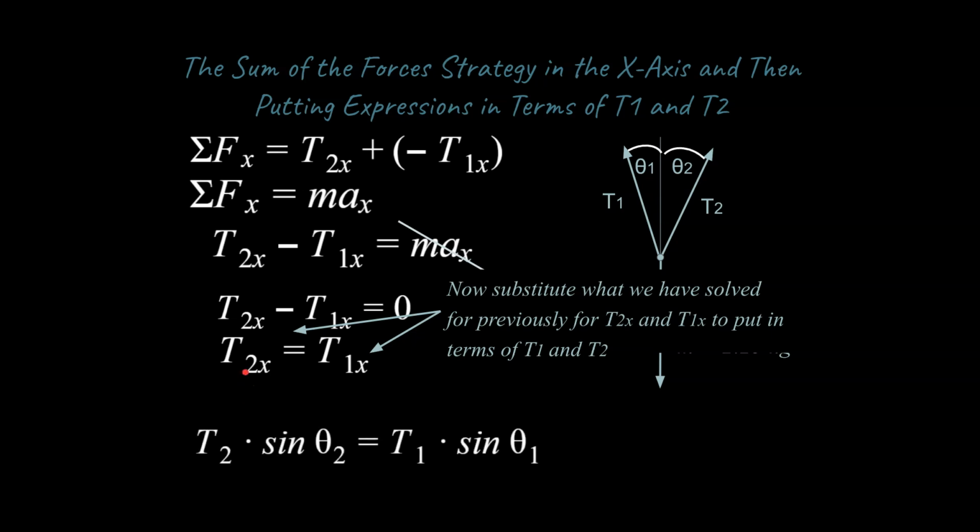We're going to end up with tension 2 in the x becoming tension 2 times sine of theta, and tension 1 times sine of theta. Now, I do want to point out something really important here, and that is this is the first time we've been able to relate tension 2 and tension 1. This is really important because we're going to need to substitute this equation or a variance of this equation into future equations. I'm going to go ahead and mark this with a happy face.